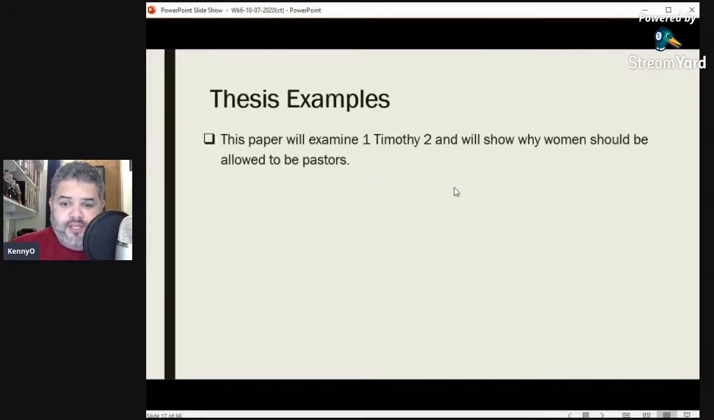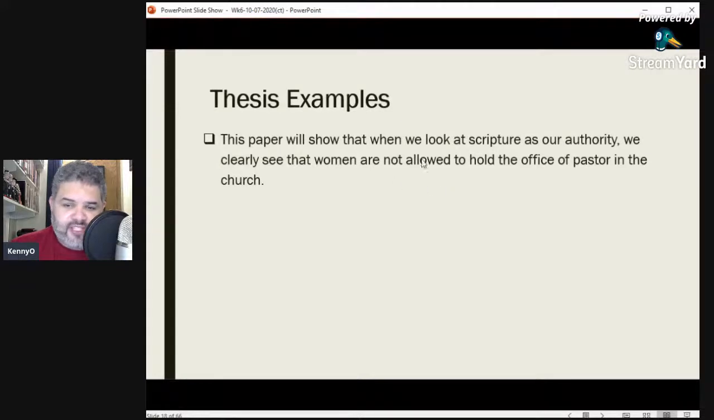Of course, on the opposite side, this is a different thesis paper from a different student: "This paper will show that when we look at scripture as our authority, we clearly see that women are not allowed to hold the office of pastor in the church." So it's a different student defending a different thesis. Both of these were really good.